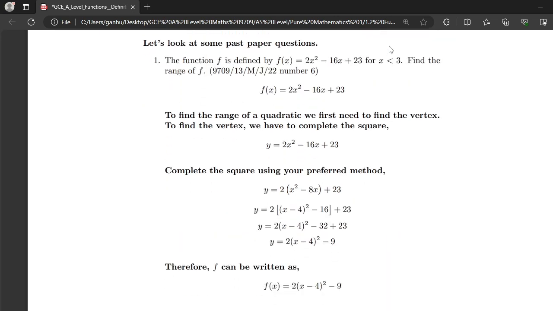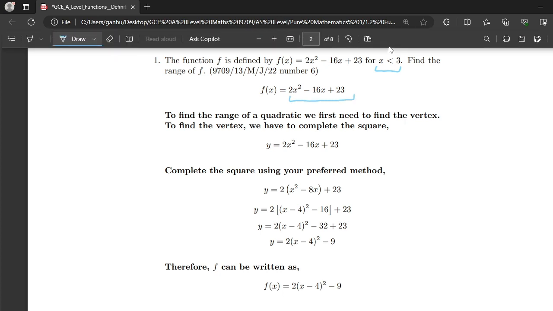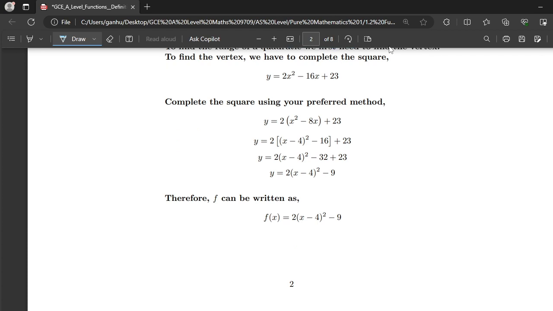The function f is defined by f of x is equal to 2x squared minus 16x plus 23 for x is less than 3. So this is the domain. This means that this function will only take values of x that are less than 3, that are smaller than 3. Find the range of f. So f of x is equal to 2x squared minus 16x plus 23. So we need to first sketch our graph, and to be able to do that we need the coordinates of the vertex. So we're going to complete the square.